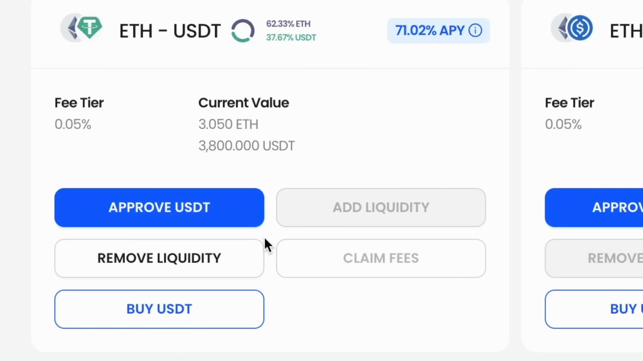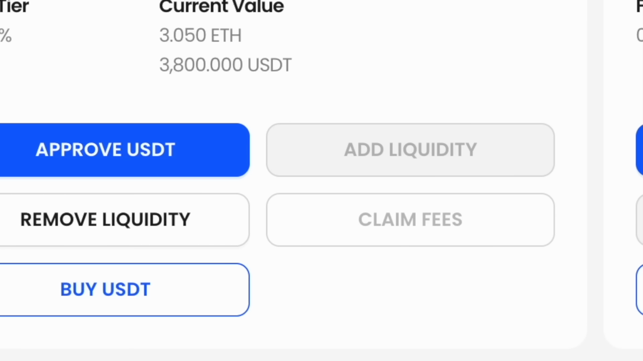Now, you can remove the liquidity anytime you want. There are no lockups. You have full control to withdraw whenever. And also, every 12 hours, you can claim your fees and choose to redeposit them for compounding interest or just bank them in your wallet.